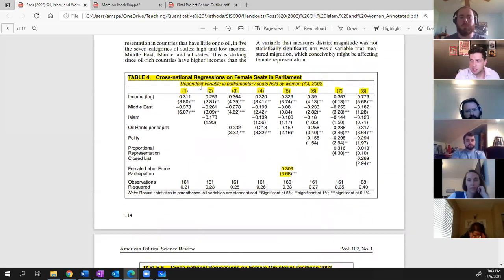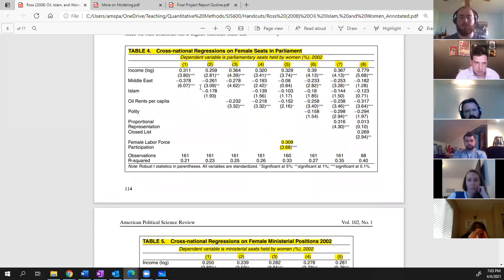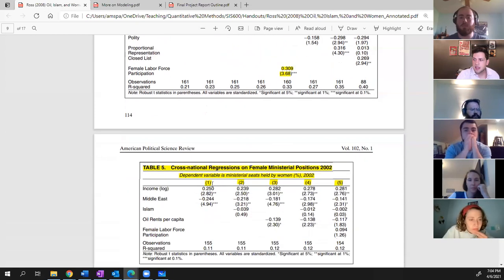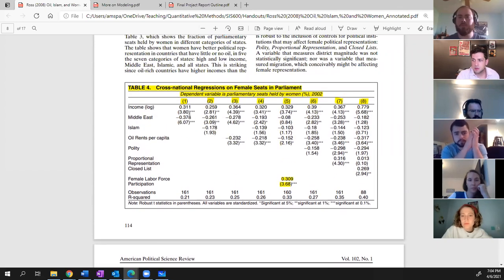So then, to conclude, in tables 4 and 5 below, we have the same kind of setup from above, but now with different dependent variables, as well as some other controls and that kind of thing. But notice across all of these different models, right, he's adding different specifications. So the first one is parliamentary seats held by women. The second one is ministerial seats held by women, right? So that second operationalization of women's influence. And in this one, let's just look at income in the Middle East, then let's add in that other explanation of Islam, then let's do my explanation of oil rents, then let's do both of those together.